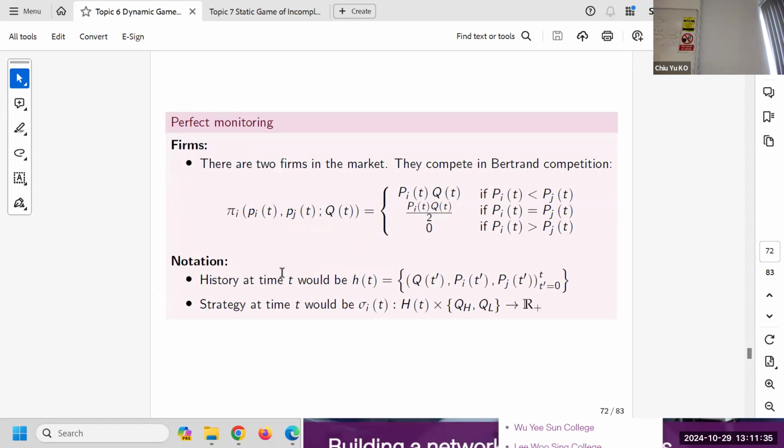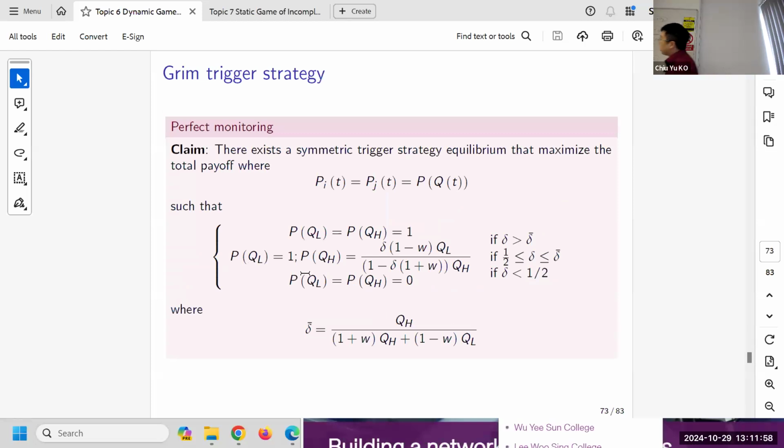And then the history will be all the price history, or the quantity sold history. This is the history. And the strategy would depend on the history, and also today's demand, high or low. That will map to a number, which is the price you want to charge. You set the price. So now here we claim something which I said is very counterintuitive.